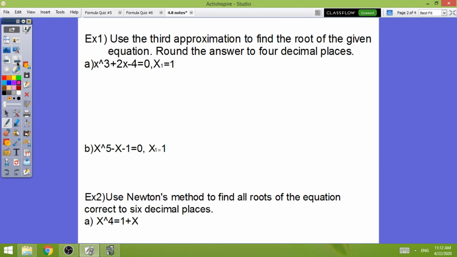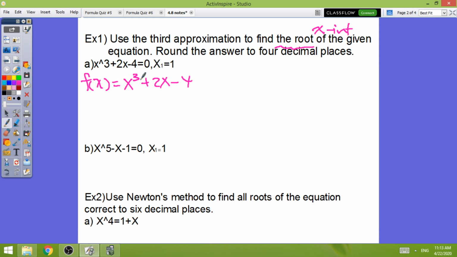Okay, now let's look at the next slide. Use the third approximation to find the root of the given equation, and round the answer to 4 decimal places. One thing we notice is that we start with the given function, f of x equals x to the power of 3 plus 2x minus 4. We want to find the x-intercept, the root, for this.